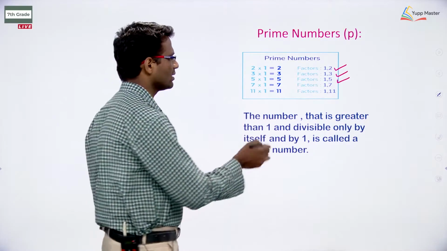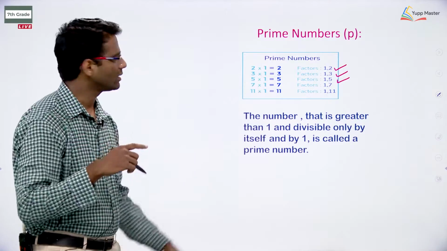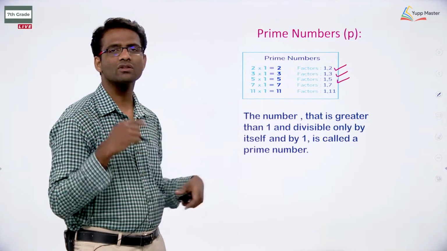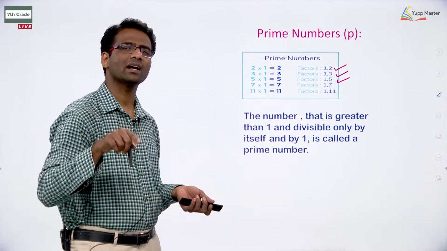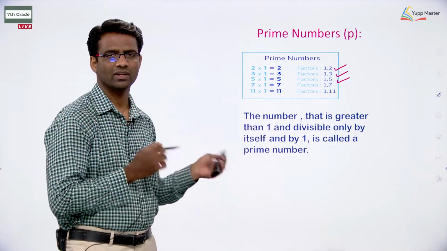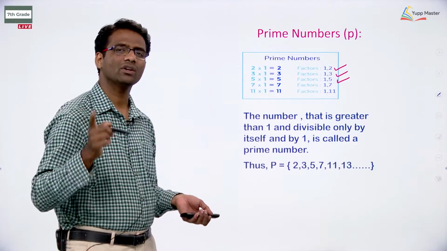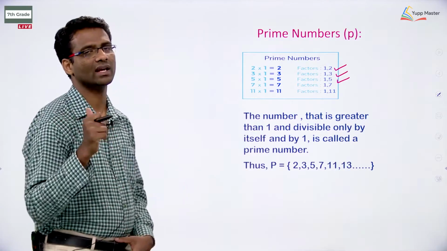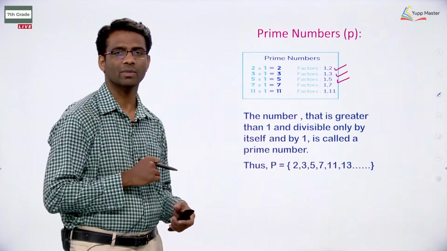So see here, the number that is greater than 1 and divisible by itself and 1, this is true. In this example, 2 is greater than 1, 3 is greater than 1, 5 is greater than 1 and 7 is also greater than 1. So the number which is greater than 1 as well as divisible by itself and 1 only is called a prime number. True. The definition is this one. Prime numbers are denoted by the letter P, and in prime numbers do we have any negative number? No negative number in prime numbers.